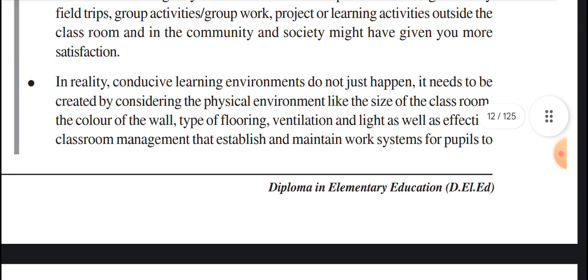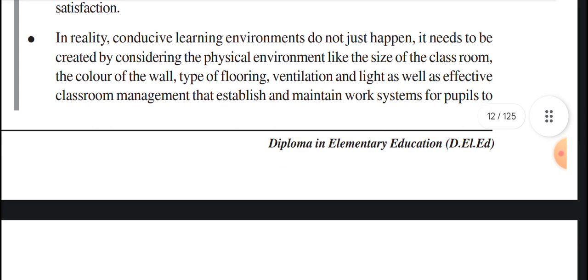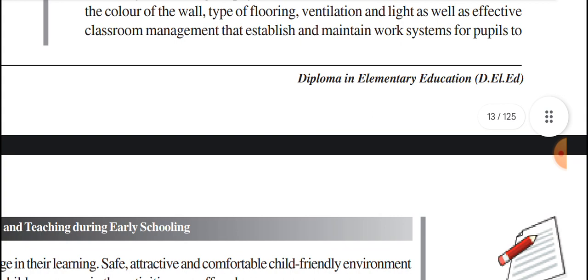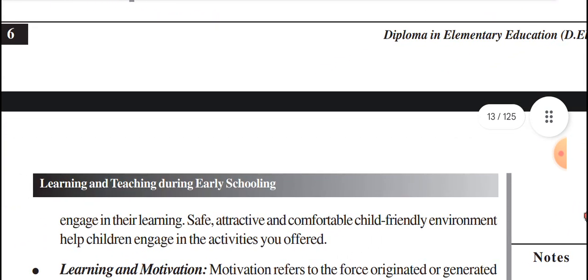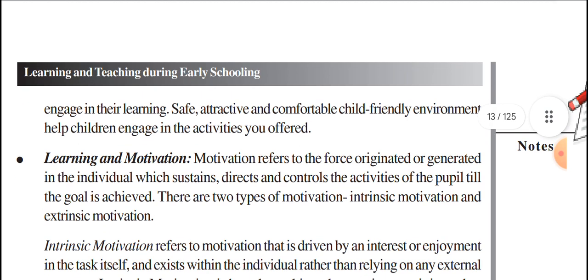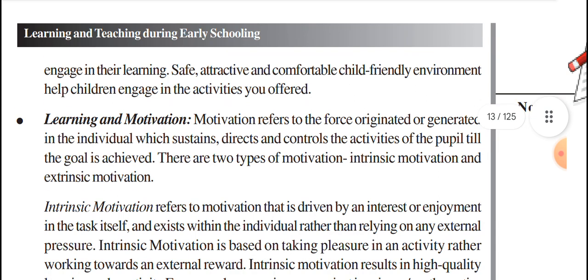In reality, conducive learning environments do not just happen. They need to be created by considering the physical environment like the size of the classroom, the color of the wall, type of flooring, ventilation and light, as well as effective classroom management that establishes and maintains work systems for pupils to engage in their learning. A safe, attractive and comfortable child-friendly environment helps children engage in the activities you offer.